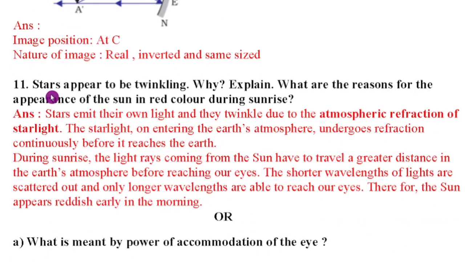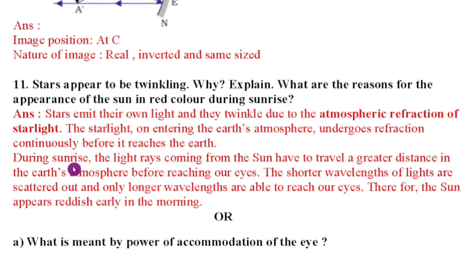11th question. Stars appear to be twinkling. Why? Explain. What are the reasons for the appearance of the sun in red color during sunrise? So why? Stars emit their own light and they twinkle due to the atmospheric refraction of starlight. The starlight, on entering the earth's atmosphere, undergoes refraction continuously before it reaches the earth.